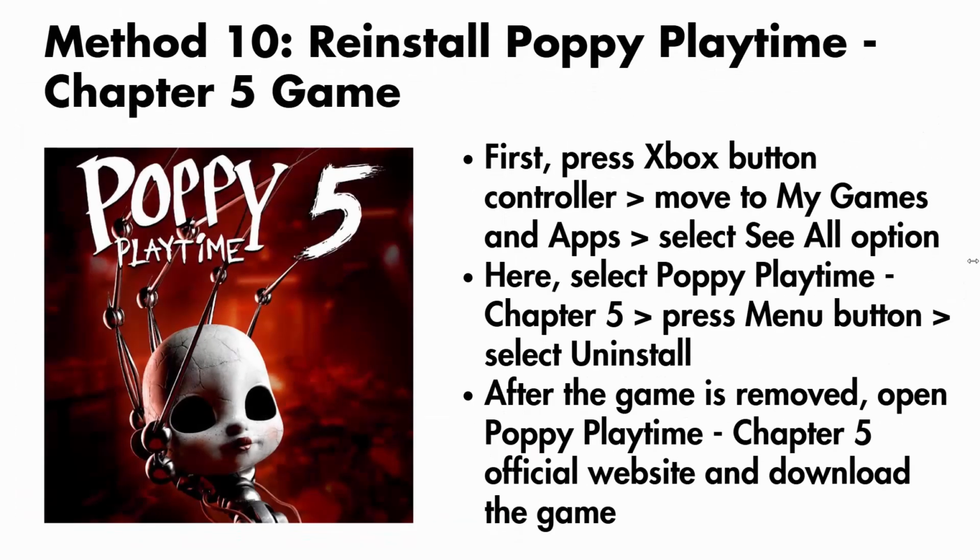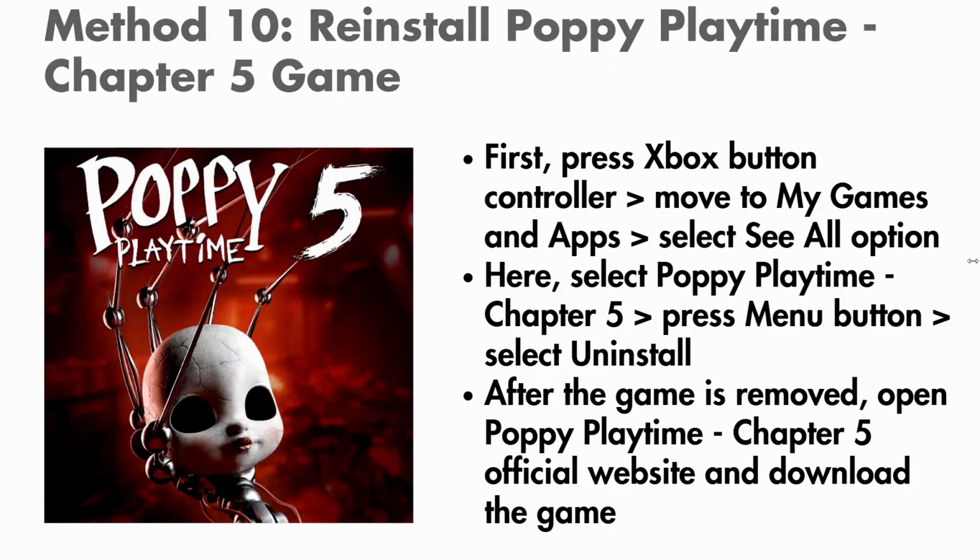Next method is to reinstall Poppy Playtime chapter 5 game. So first press Xbox button on controller, then move to my games and apps. Select see all option. Here select Poppy Playtime chapter 5, then press menu button, then select uninstall. After the game is removed, open Poppy Playtime chapter 5 game official website and download the game and then launch it and check.